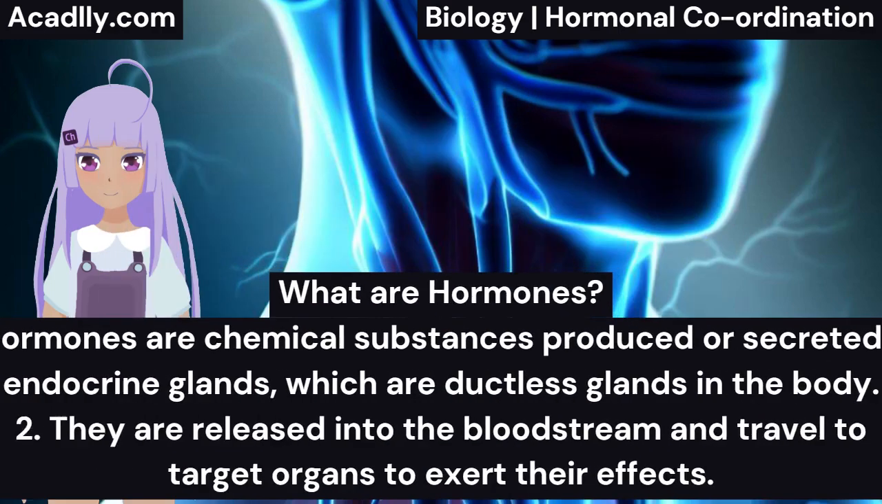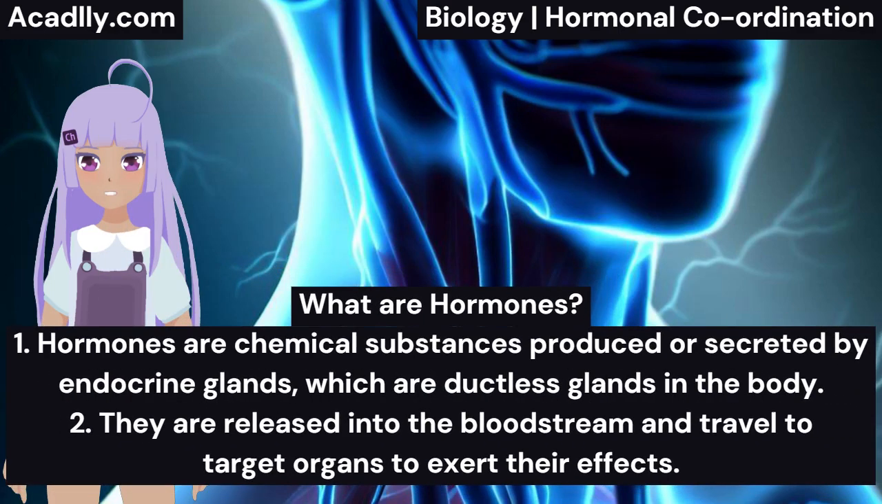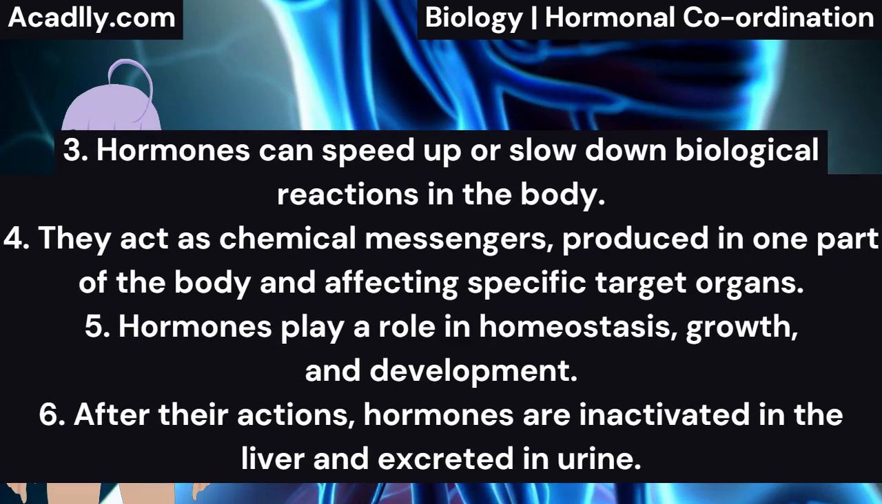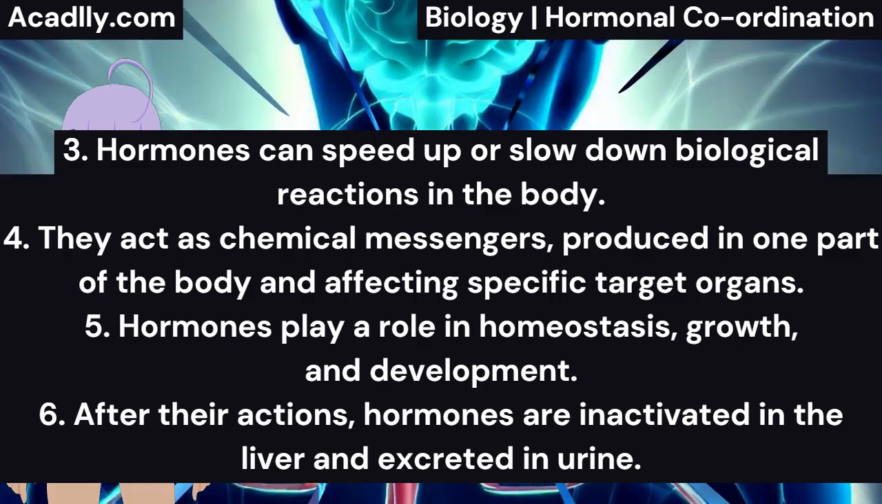What are hormones? 1. Hormones are chemical substances produced or secreted by endocrine glands, which are ductless glands in the body. 2. They are released into the bloodstream and travel to target organs to exert their effects. 3. Hormones can speed up or slow down biological reactions in the body. 4. They act as chemical messengers, produced in one part of the body, and affecting specific target organs.